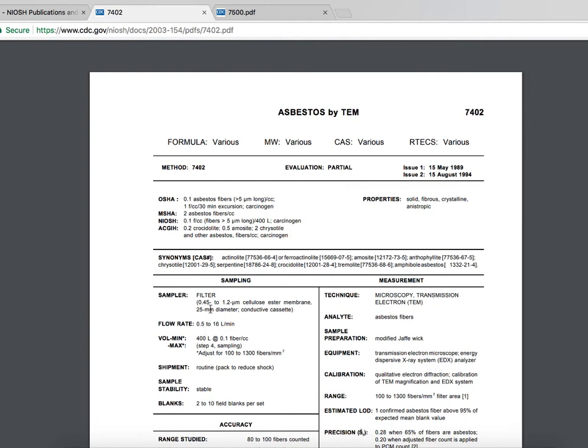And this also shows again your sampler, which would be a 0.45 to 1.2 micron cellulose ester membrane filter, and that would be placed inside a 25 millimeter diameter cassette. Those cassettes are black and they have a conductive cowl on them, so they create the appropriate type of static electricity.